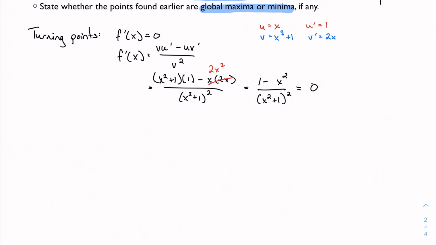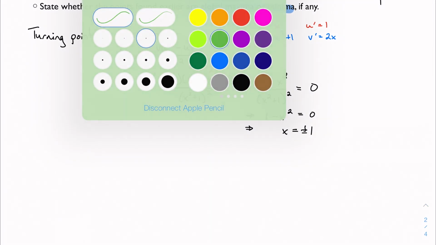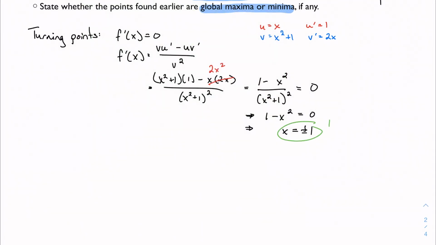Now, of course, if I have a fraction equal to 0, then I just don't care about the denominator. The only way this is going to be equal to 0 is if the numerator is equal to 0, so this means 1 minus x squared is equal to 0. Of course, that means x is either plus or minus 1. So here are my turning points. Are they maxima or minima?